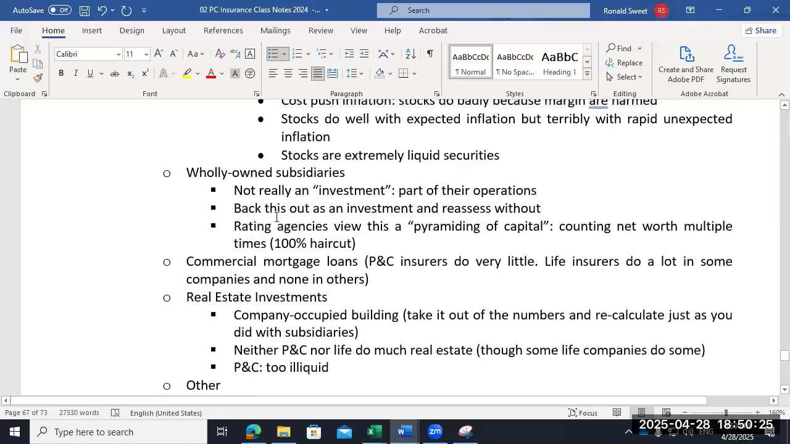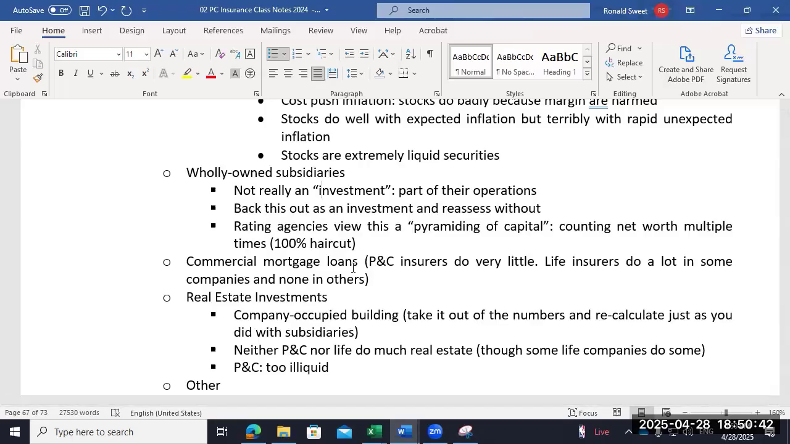They do have wholly owned subsidiaries, as you saw with Allstate. I don't know if you would have guessed how many companies Allstate has, but that looked like 100 or so, didn't it? That's a lot of companies. So they do that. They don't really think of that as an investment.